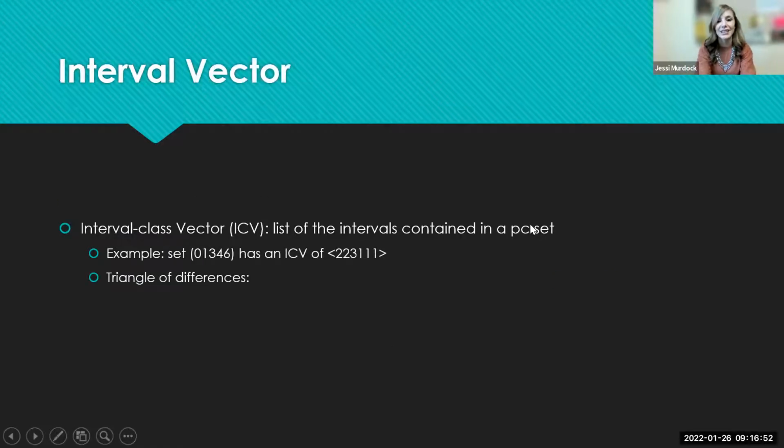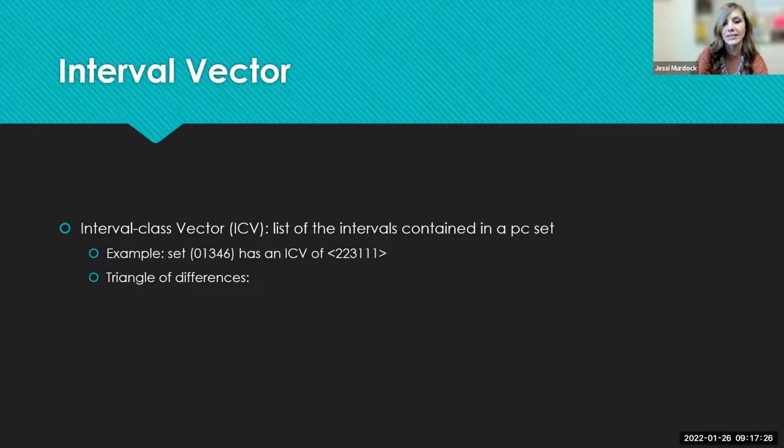The next thing we're going to figure out is the interval class vector, which we will abbreviate as ICV. That's the list of all of the interval classes contained within a pitch class set. We're going to expand on that set I just showed you. We're going to add in 6, which would be F sharp. So the set now is C, C sharp, D sharp, E, and F sharp. We already have its prime form, the set's name, which is 0, 1, 3, 4, 6.